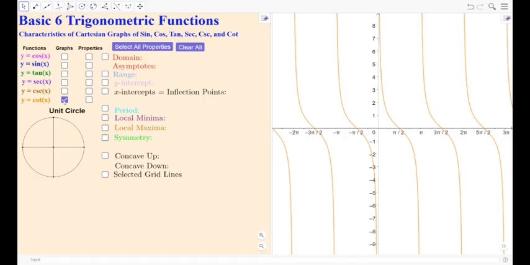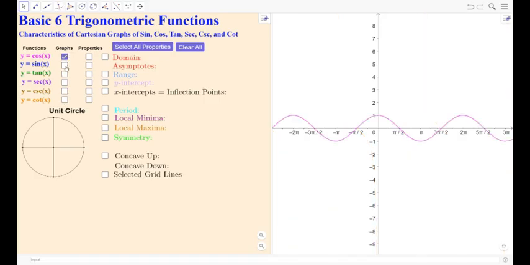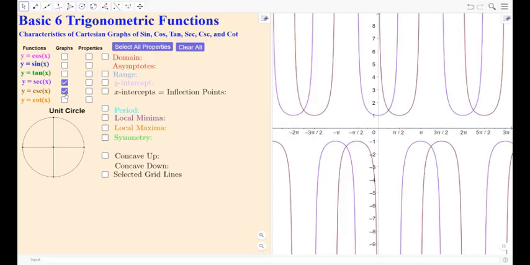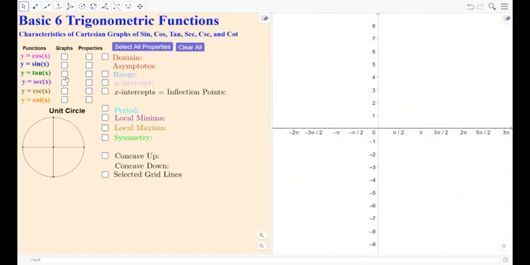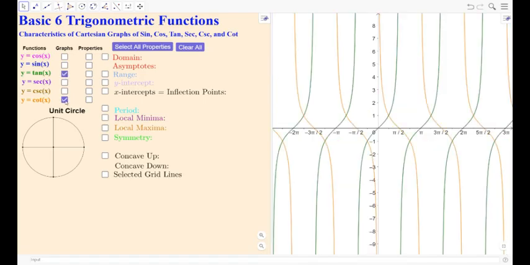Cotangent. Notice that cosine and sine are shifts of each other. So secant and cosecant are shifts of each other. However, notice that tangent and cotangent are not shifts of each other. They are congruent in some way, but what you have to do is flip it over the y-axis and then shift it, and then you get the same thing. Okay.